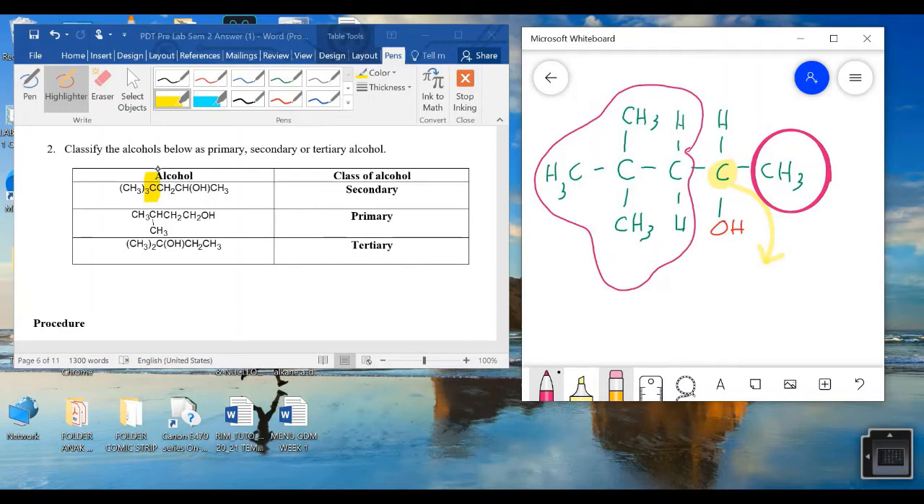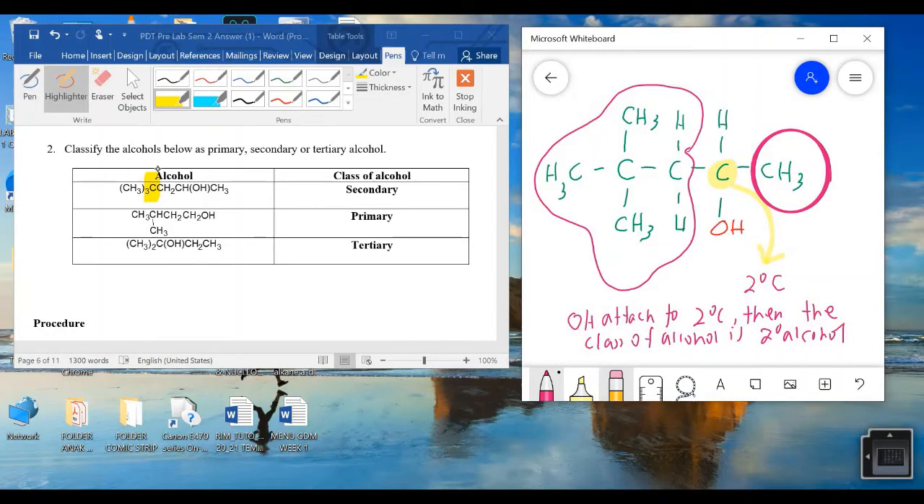Alkyl group bukan je bermaksud CH3 saja ya. Alkyl group can be CH2CH3, CH2CH2CH3 ataupun bentuk bulky macam ni. Itu boleh jadi alkyl group. So ada dua alkyl group attached to that carbon. So that carbon adalah secondary carbon. So OH attached to secondary carbon, then the class of alcohol is secondary alcohol. So betul lah kat situ class of alcoholnya adalah secondary alcohol.